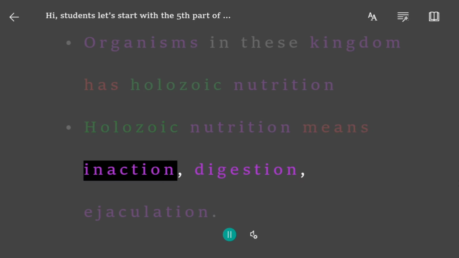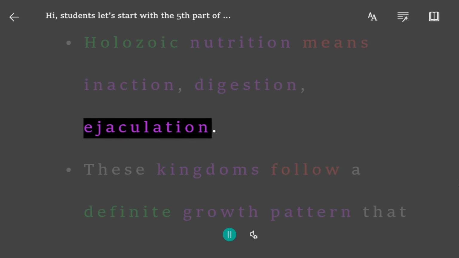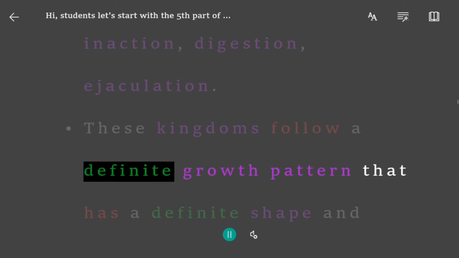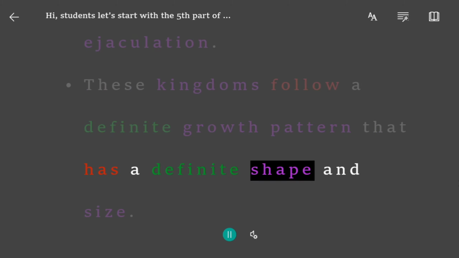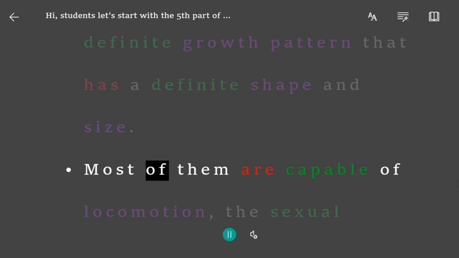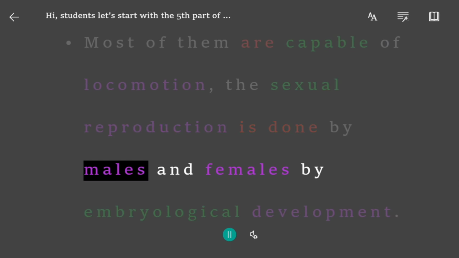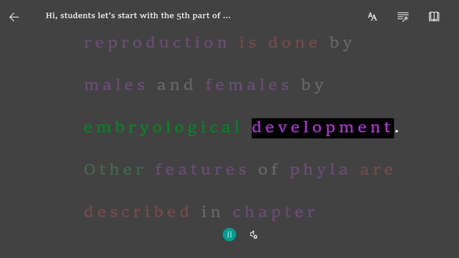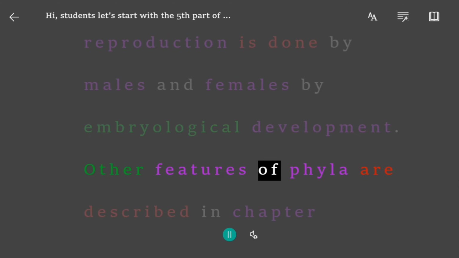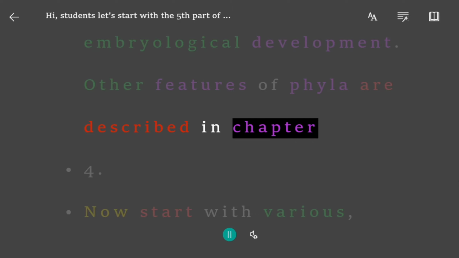Holozoic nutrition means ingestion, digestion, egestion. These organisms follow a definite growth pattern that has a definite shape and size. Most of them are capable of locomotion. Sexual reproduction is done by males and females, followed by embryological development. Other features of phyla are described in chapter 4.